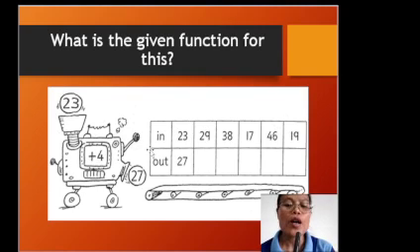So 23 plus 4 is 27. Next, 29 plus 4 is 33. 38 plus 4 is 42. 17 plus 4 is 21. 46 plus 4 is 50. 19 plus 4 is 23. So that is how we will apply the input and the output. Remember, the input is the value of x and the output is the value of y. So if it is written in function notation, f of x is equal to y, and y is the function of x, meaning y depends on the value of x.